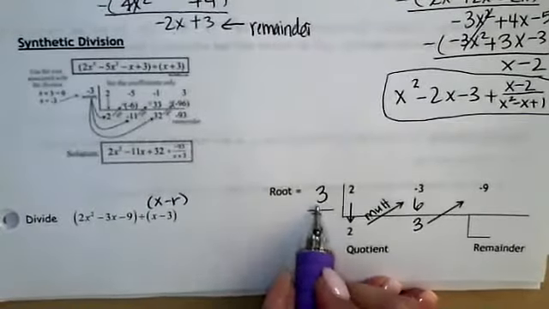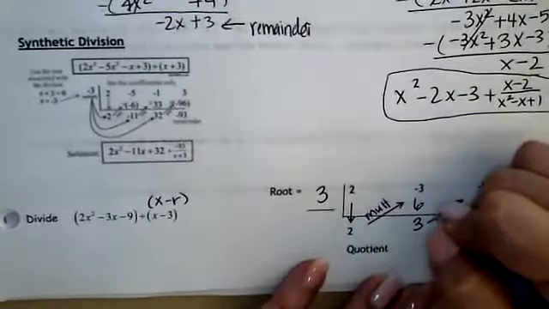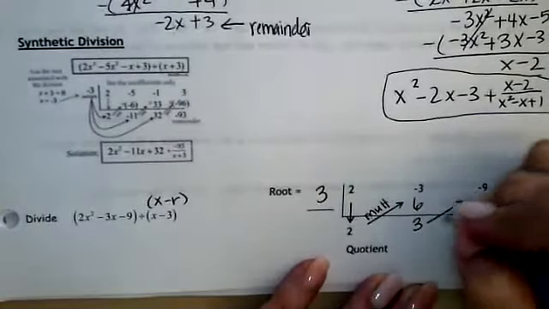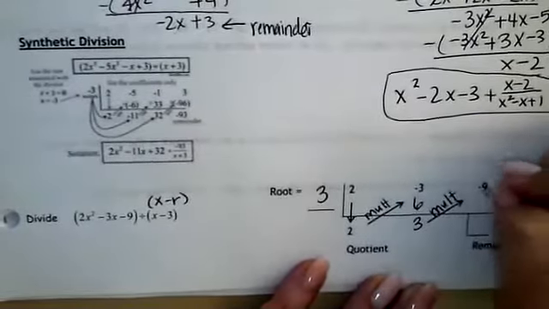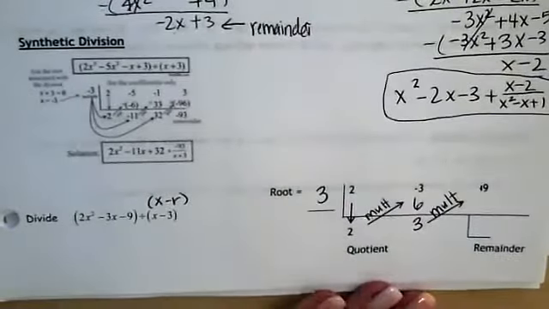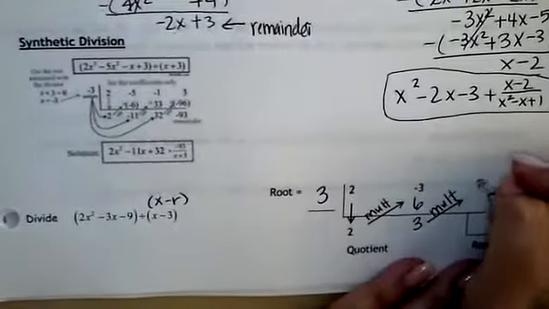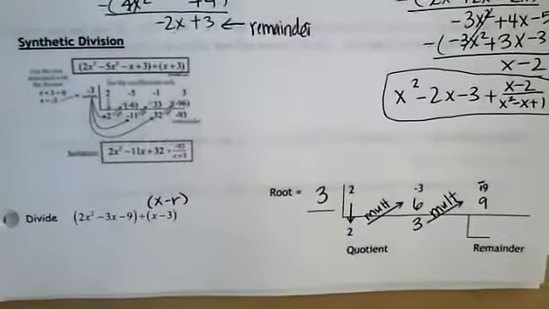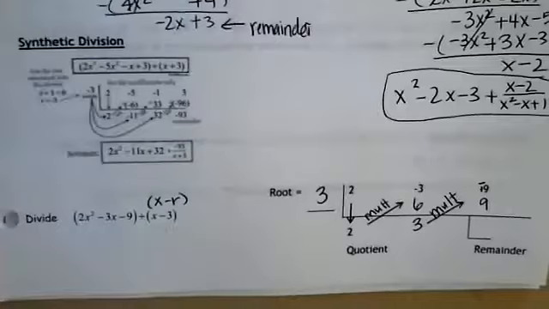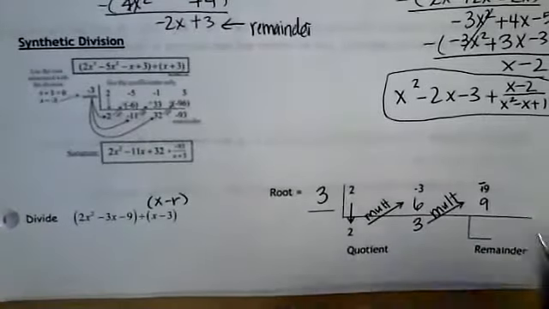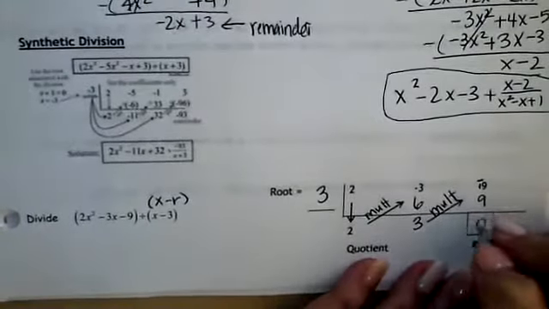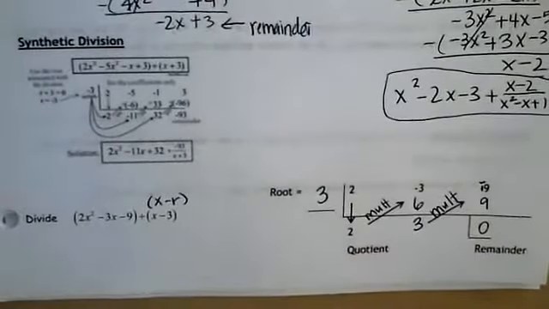And then we multiply again. 3 times 3 gives us a positive 9. Oh, sorry, that was a negative 9. And negative 9 plus 9. So the negative 9 plus a 9 is 0. So this would have a remainder of 0.